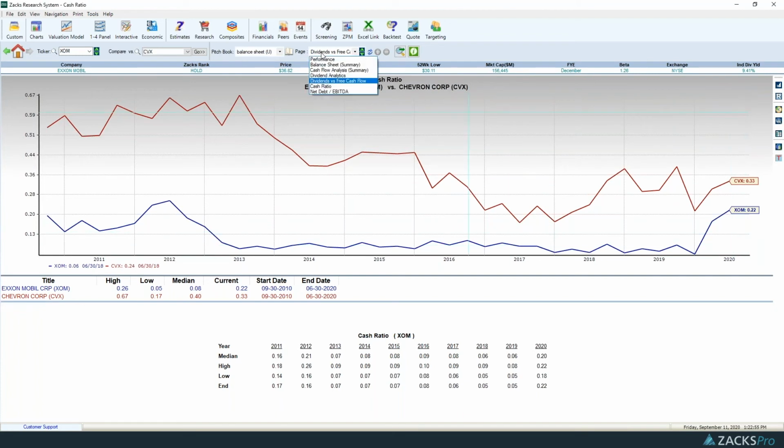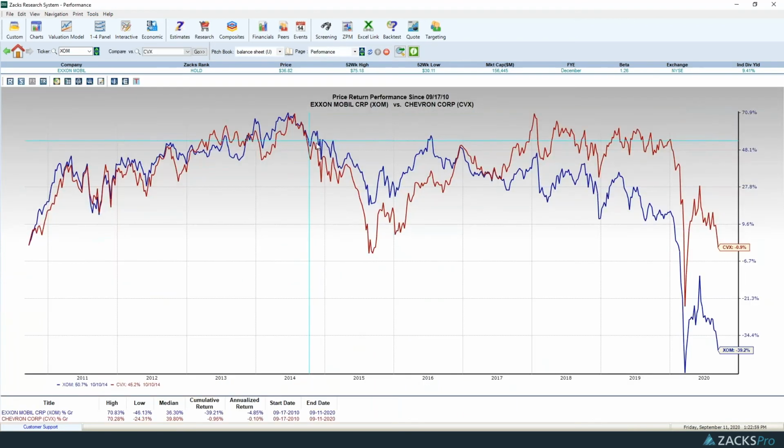So the combination of all of these factors is, in my view, the reason why Chevron has fared a little bit better than Exxon with this entire disruption that has been caused by COVID.